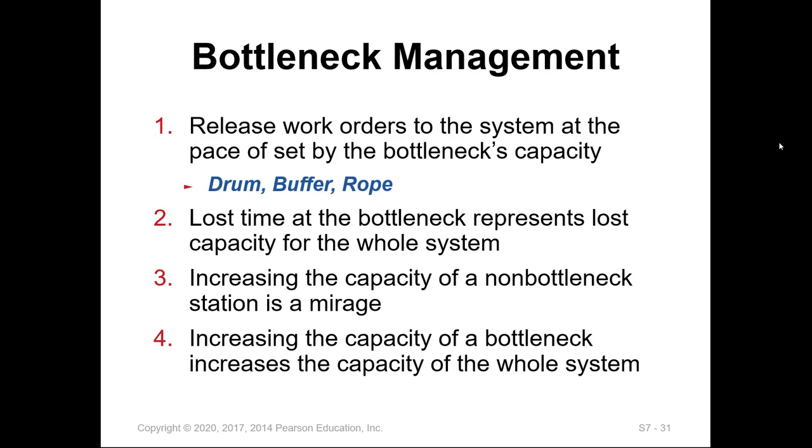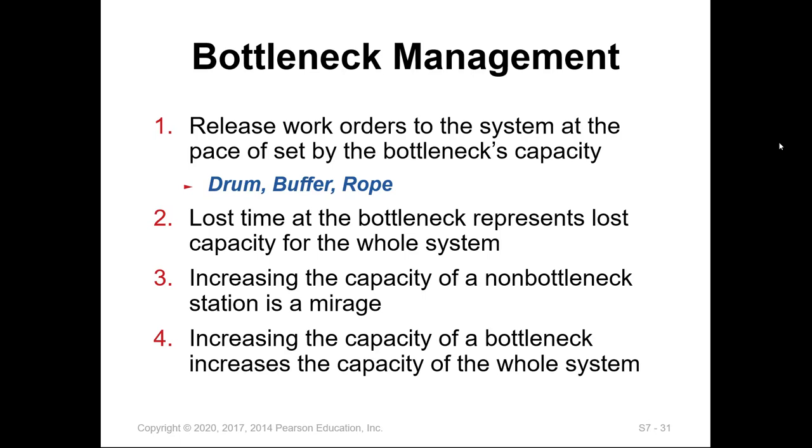So to manage bottlenecks, we can release work orders to the system at the pace set by the bottleneck capacity. We can make it as drum, buffer, rope. Drum, which is the frequency; the buffer, which is the controls that we add to the system to manage the processes; and the rope is the communication between the different workstations and the flow of material between those systems. Lost time at the bottleneck represents lost capacity for the whole system.